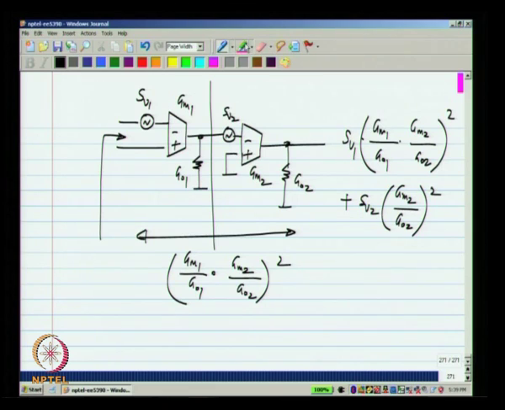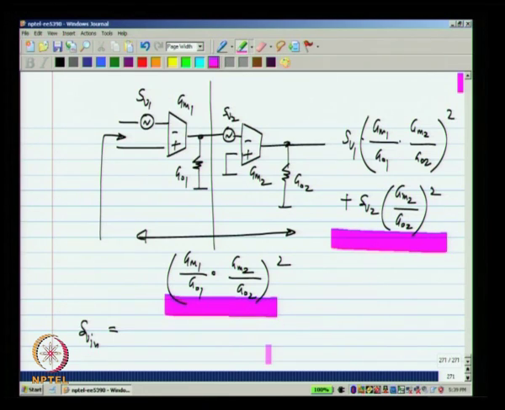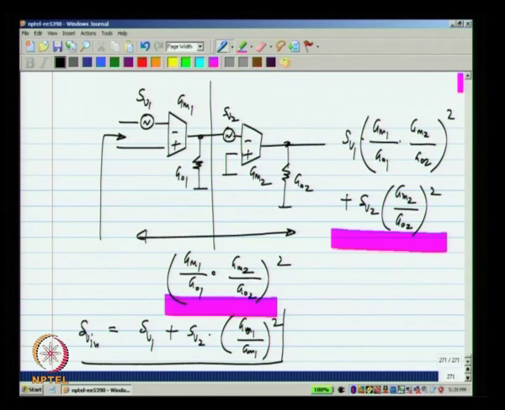So, if I want to represent the effect of both these noise sources with a single input source here, what I have to do is to divide this by that one. So, I will have SV1 adding directly, that is what we expect, SV1 simply adds to the input, plus SV2 times (GO1 by GM1) squared. Okay.